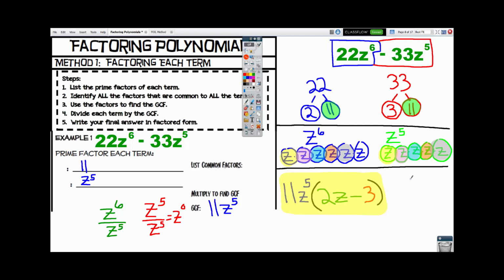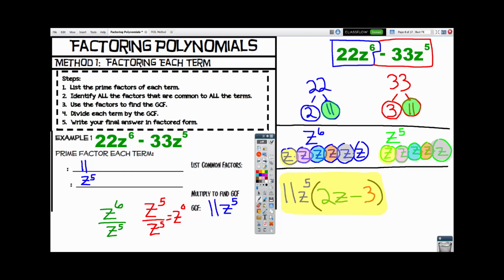And once again, if you would like to double check to make sure that the answer is correct, multiply, or use the distributive property, multiply everything inside the parentheses by the monomial that we have on the outside, and we will end up with 22z to the power of 6 minus 33z to the power of 5. Okay, and that is example 2. Hopefully it's making a little bit more sense.